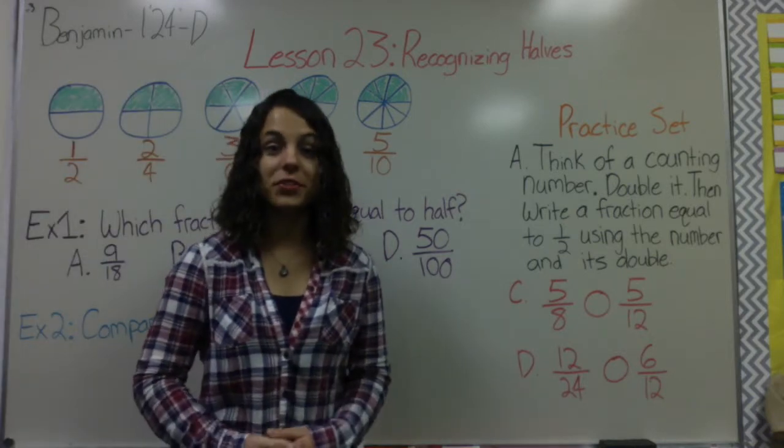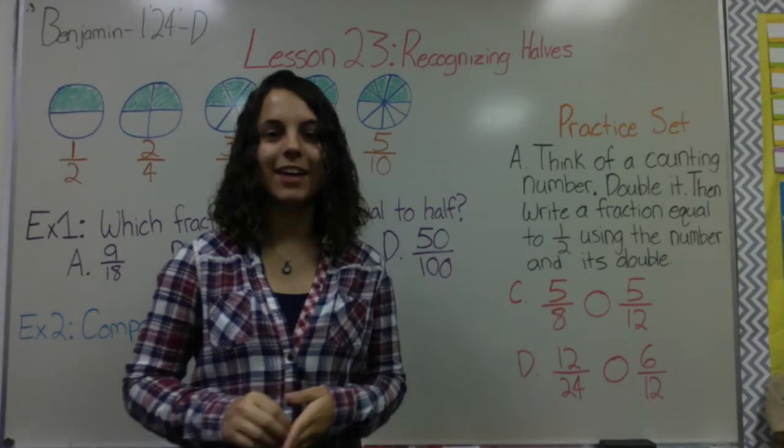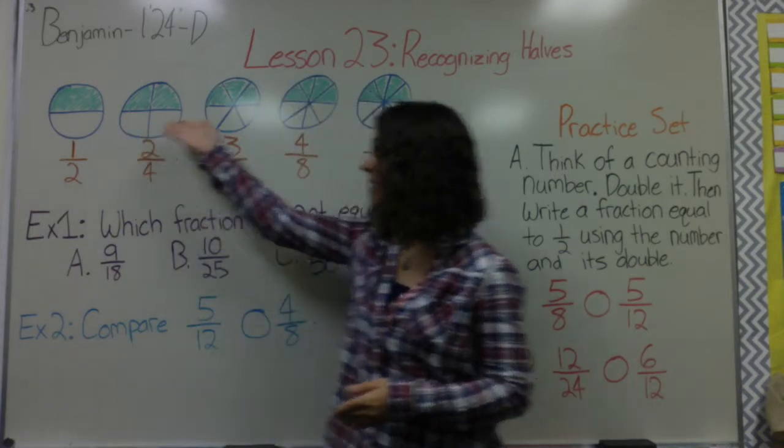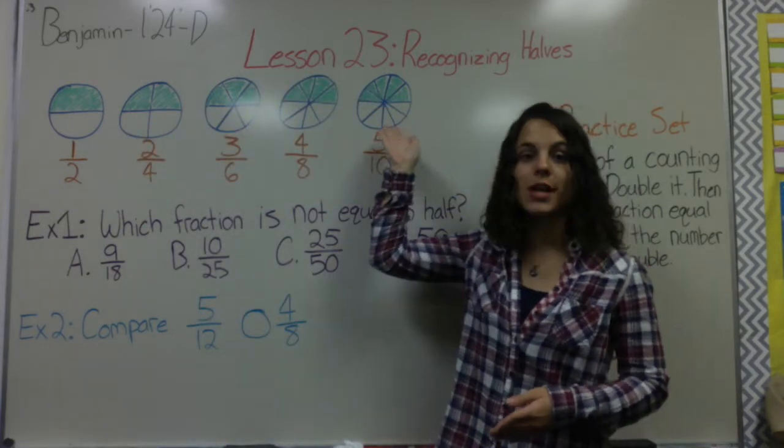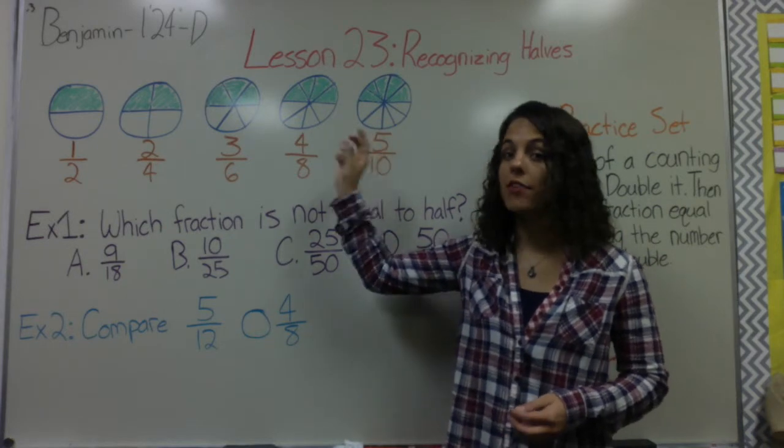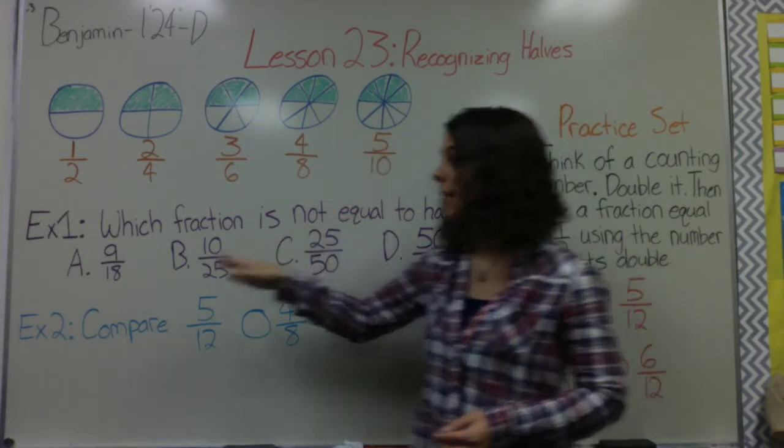Hello, this is lesson 23. This is about recognizing halves. Now if you see on the board right here, I have drawn 5 circles. All of them are equal to half. However, the fraction still looks the same.